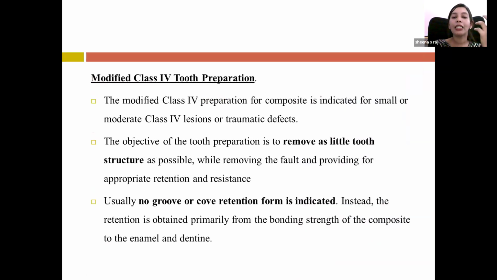Next is the modified class 4 preparation. The modified class 4 preparation is mainly for a small and moderate cavity. Till the last two we studied large cavities. Here it is for a moderate cavity. So the objective is to remove a very small amount of tooth structure. There will be no grooves, no coves. Understood. Normally the retention is because of the bonding agent to the enamel and dentine with the help of composite.